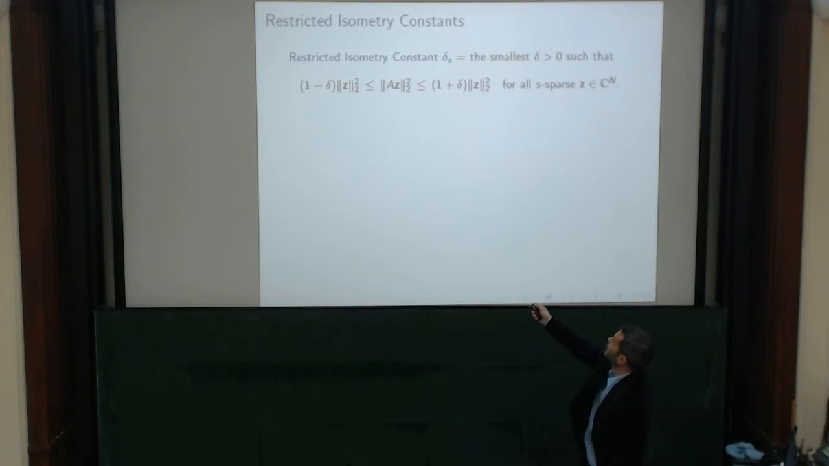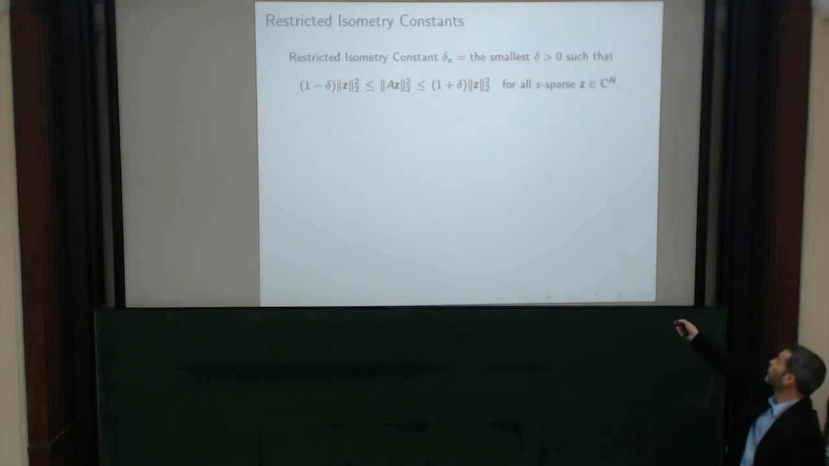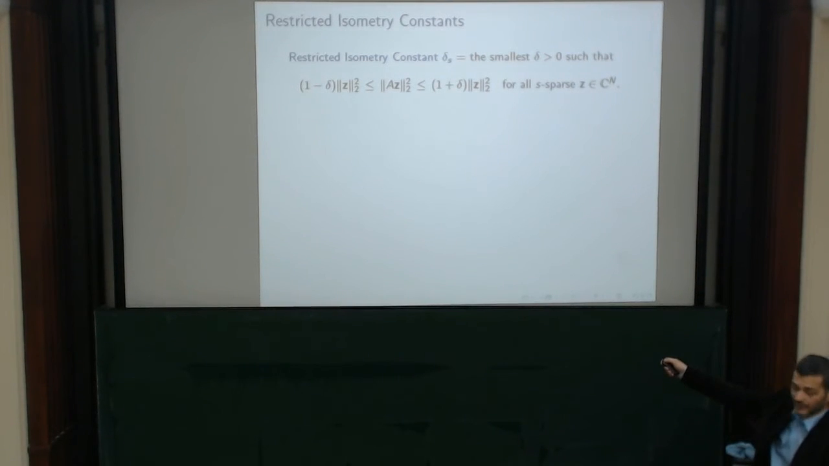It's a constant depending on the matrix A and also on the order, the sparsity parameter that you consider. So delta S will be the smallest constant so that, if you look at the L2 norm squared of AZ for every S-sparse vector Z, it doesn't deviate too much from the L2 norm squared of Z. So there's a factor of delta times the norm of Z squared involved in there.